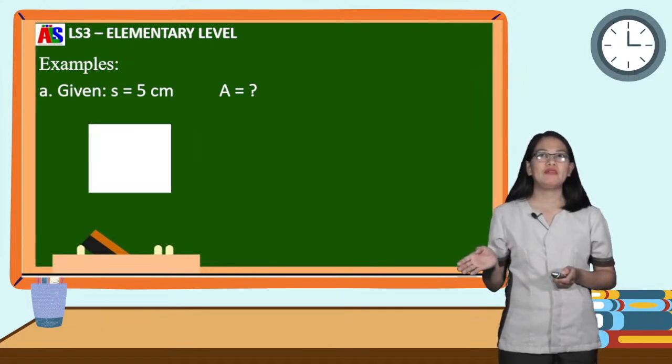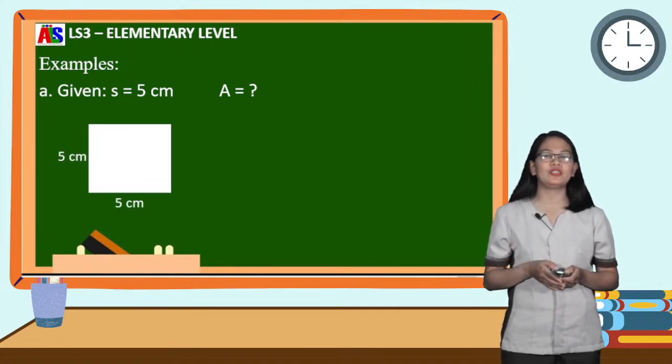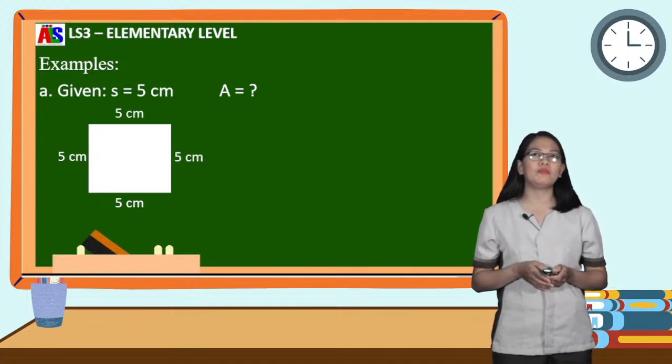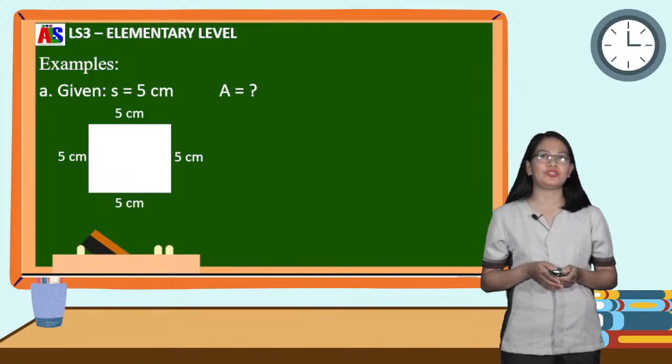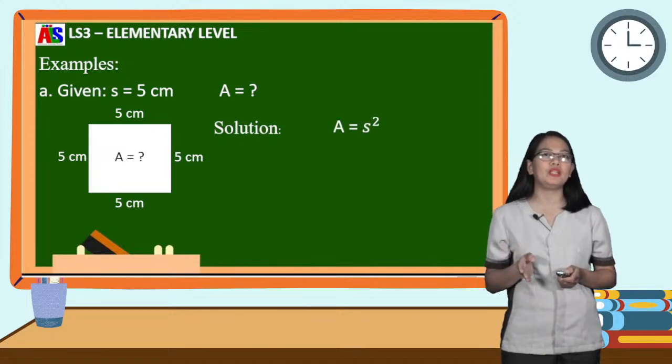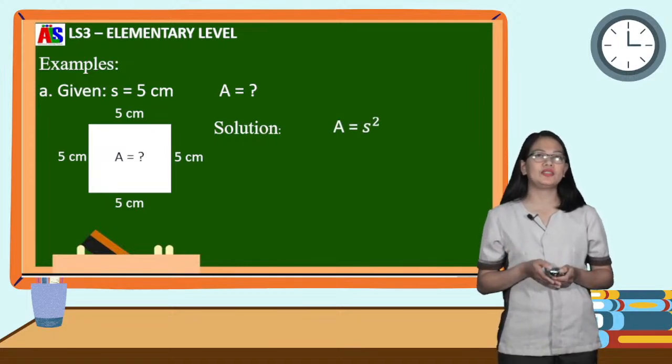Example, given the S is 5 centimeters, if one side measures 5 centimeters, all the other sides also measure 5 centimeters. Unknown is the area. Solution, of course, the first step is to write the formula. A is equal to S squared.